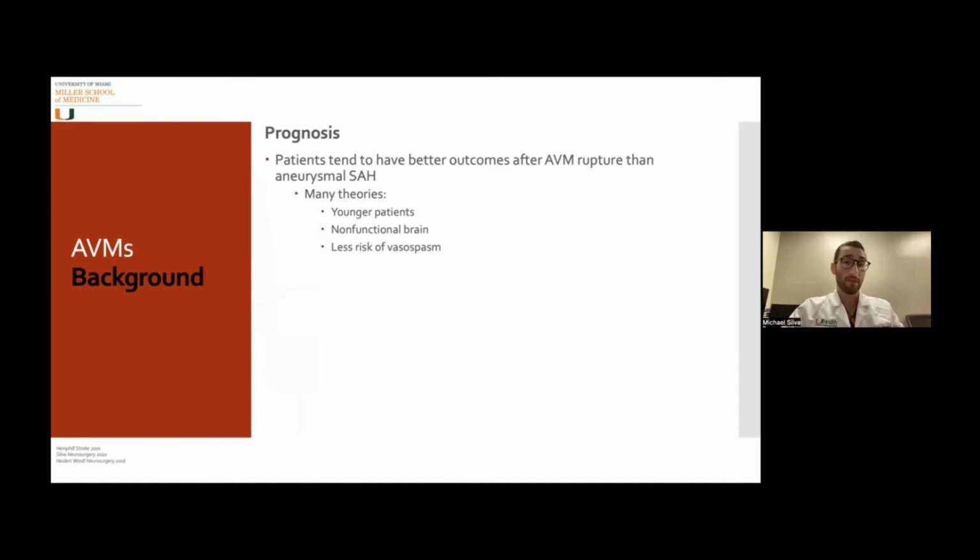Some people think it's because AVMs typically affect younger patients. The other idea is that the brain within the AVM nidus is not functional brain, so the hemorrhage is less likely to affect eloquent parenchyma. The other thought is that vasospasm, which is a significant source of morbidity for patients with ruptured aneurysms, is much less likely with AVMs. And so maybe that accounts for the difference in prognosis for these lesions.